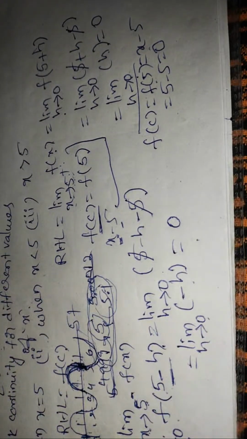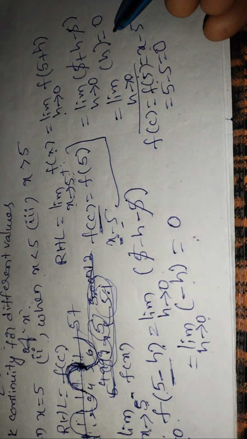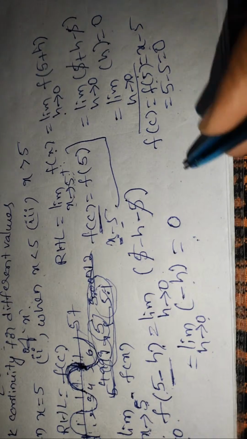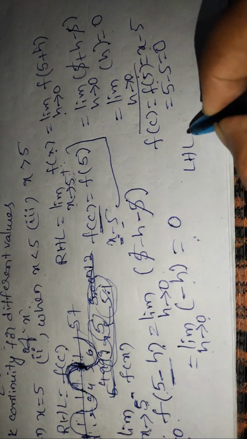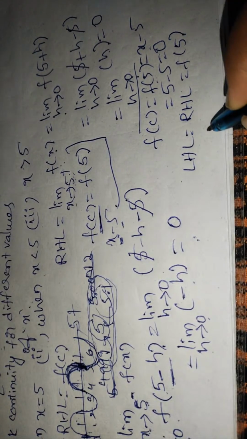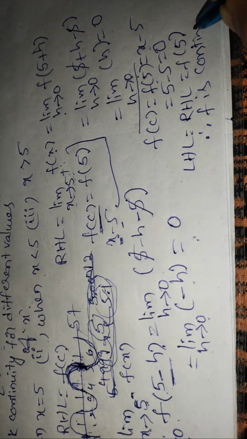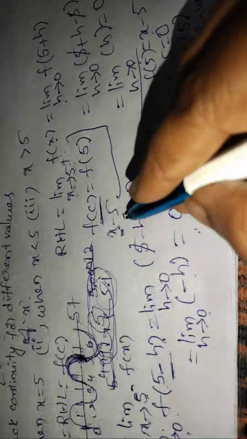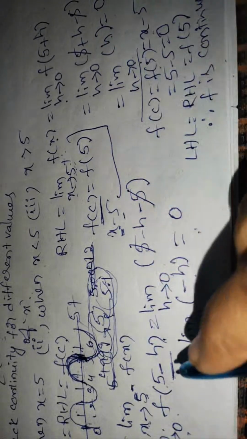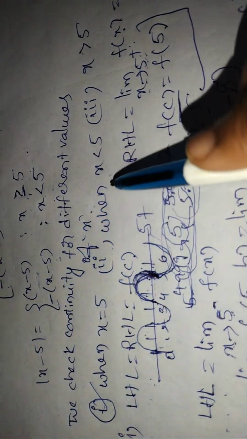Can you get an idea now? All are zeros. So LHL is 0, RHL is 0, and f of c is also 0. Now all are equal. LHL is equal to RHL is equal to f of 5. Therefore, f is continuous at x equals 5. So at the first case, at x equals 5, f is continuous. It is valid. Next, go for the next.